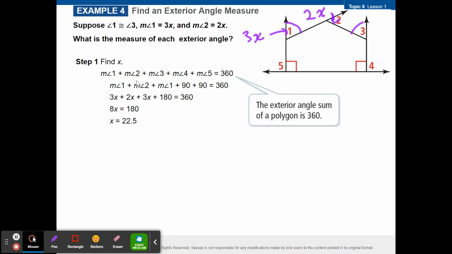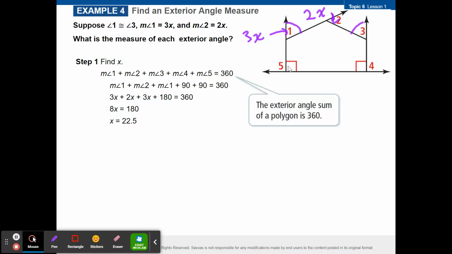So they said the measure of angle 1 is 3x, so there's that. The measure of angle 2 is 2x, so we're going to substitute that in. Now the measure of angle 3 is congruent to the measure of angle 1, so that is also 3x.